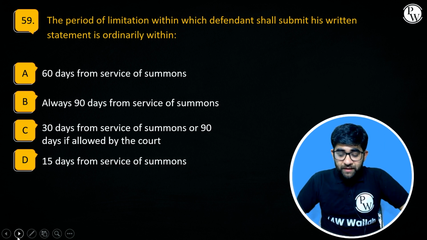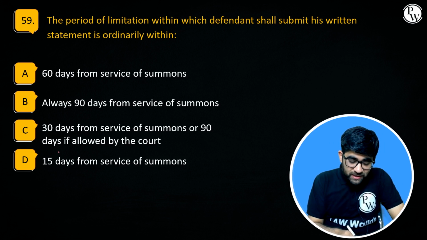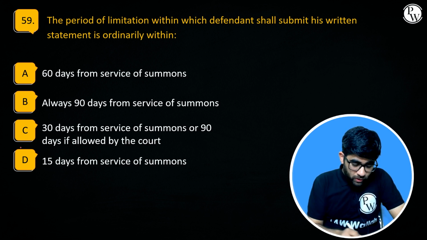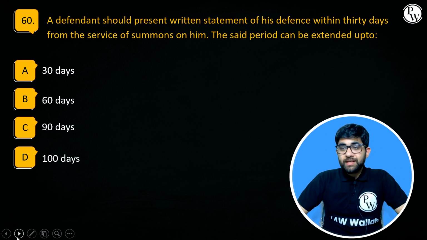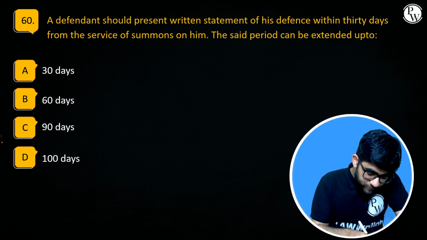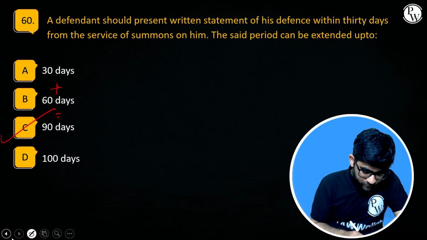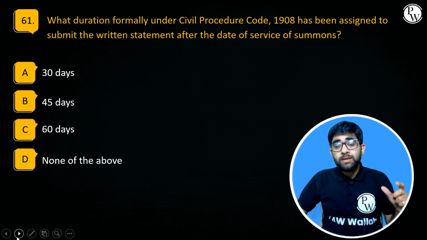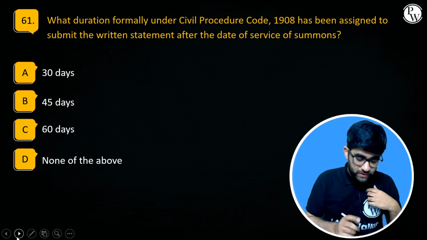The period of limitation within which the defendant shall submit his written statement is ordinarily within 60 days, always 90 days, or 30 days or 90 days if allowed by the court. The 59th is also 30 and 90. 30 and 60, total 90. Now 60. A defendant should present a written statement of his defense within 30 days from the service of summons on him. The said period can be extended up to 90 days. It is 30 plus 60 equals 90. What time has been assigned under the Civil Procedure Code 1908 to submit the written statement after the date of service? That is 30 days.